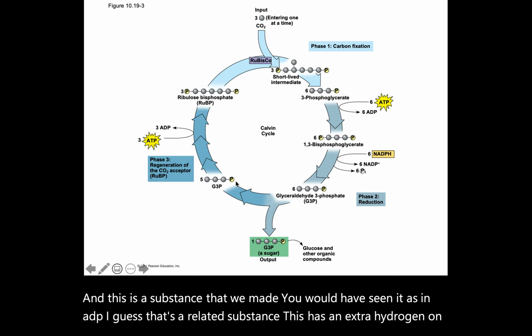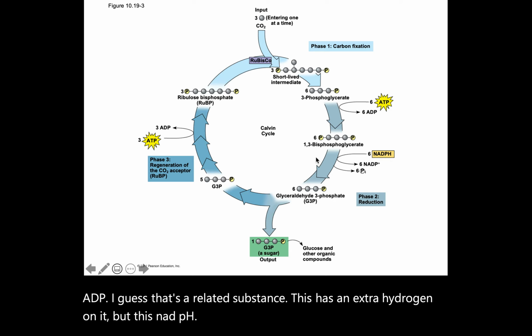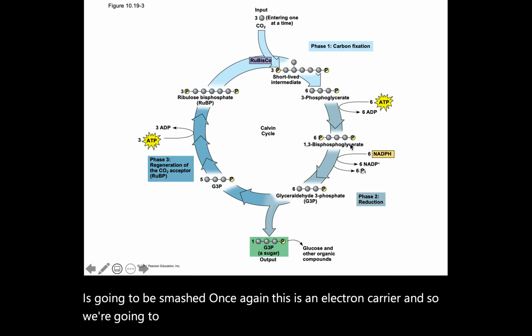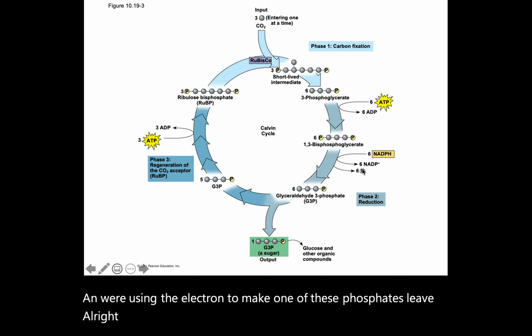But this NADPH is going to be smashed once again. This is an electron carrier. And so we're going to get an electron out to feed into the system. And we're using the electron to make one of these phosphates leave. All right. And so it looks like we have made the phosphate leave that we just put on, but it's actually the other one.